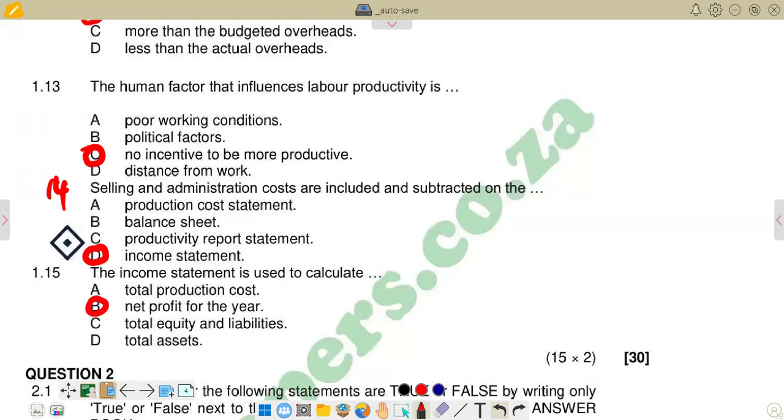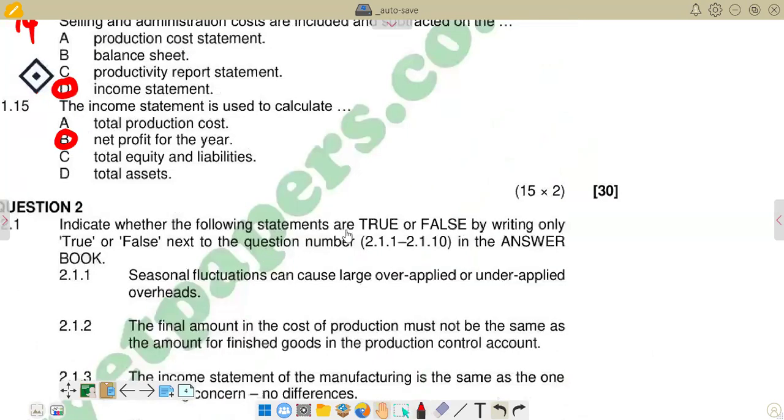Then we go to the second part, which is the true or false part, which is question 2. Indicate whether the following statements are true or false by writing only true or false next to the question number, that is 2.1.1 to 2.1.10 in the answer form.